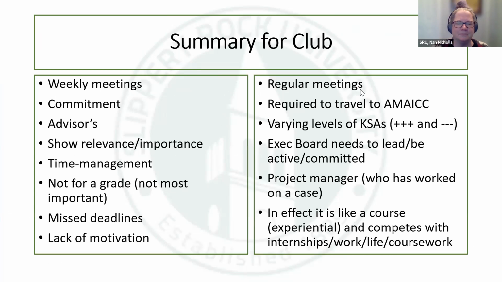So from a club perspective, it's going to be a little different. Again, you're not grading. However, you are going to need to have weekly meetings, and they're going to need to have additional meetings amongst themselves and perhaps in subgroups for it. You're going to need a commitment from them to participate the entire semester, because if people quit partway through and they haven't done their work, that's a significant dropping of the ball.